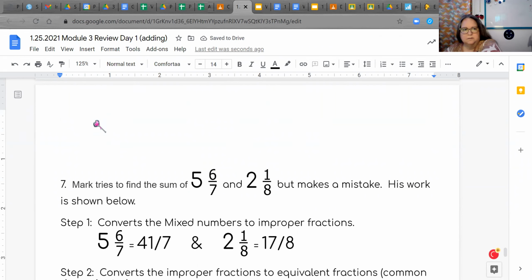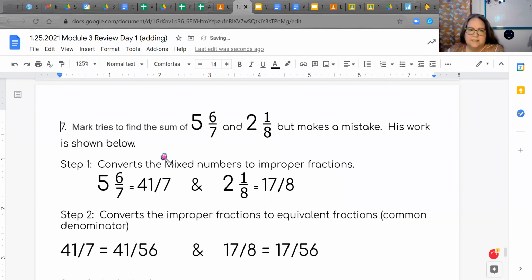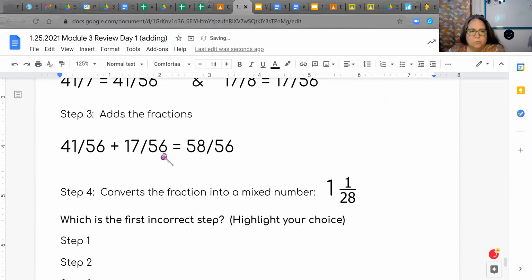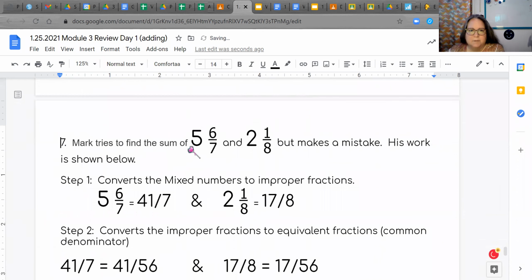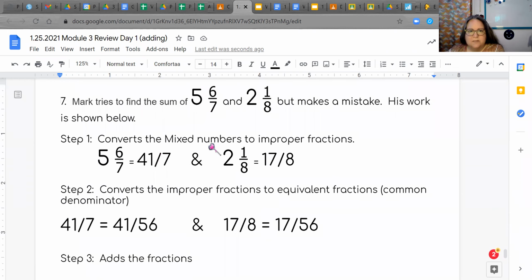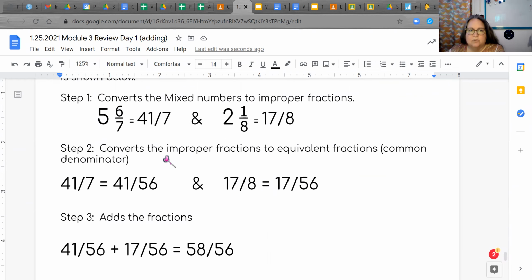And number 7. We have to figure out where's his mistake. So number 7, it's our last problem. Here we go. Mark tries to find the sum of 5 6/7 and 2 1/8, but makes a mistake. His work is shown below. Here's step 1. Converts the mixed numbers into improper fractions. Great job. So if you need to, put in a scribble thing to help you out.